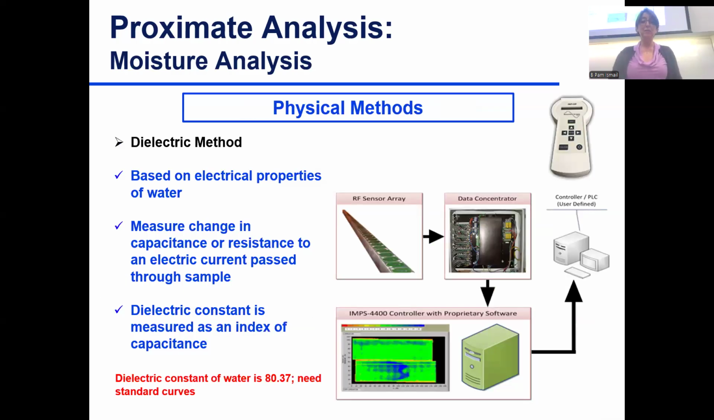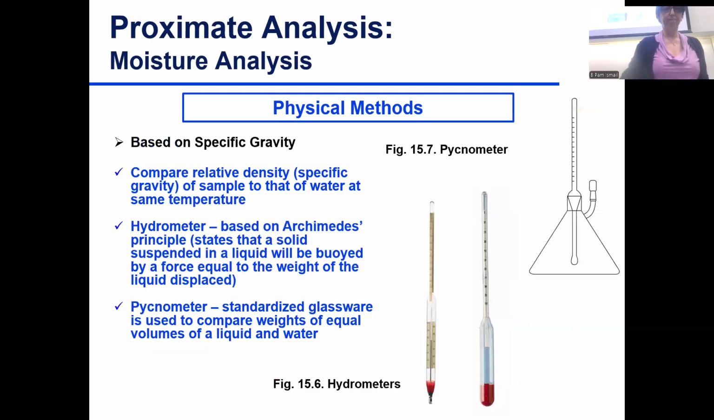There are many physical methods for determining moisture content. A lot of methods for moisture content, really. One of the physical methods is based on the dielectric properties of water. For example, water has a dielectric constant of 80.37, and then you would just have to do standard curves and determine the dielectric constant of the water in your sample, and then convert that to moisture content. So many different methods.